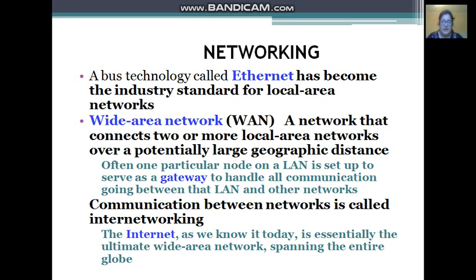Wide area network, with the abbreviation WAN: a network that connects two or more local area networks over a potentially large geographic distance. Often one particular node on a LAN is set up to serve as a gateway, handling all communication going between that LAN and other networks. Communication between networks is called internetworking. The internet, as we know it today, is essentially the ultimate wide area network, spanning the entire globe.